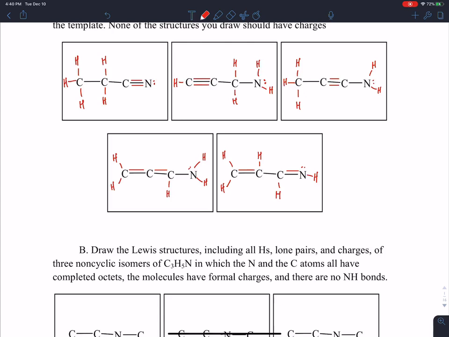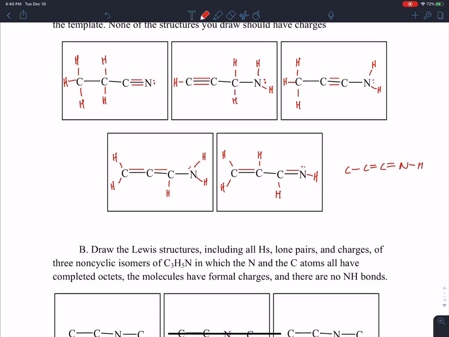And that's 5 H's too. And one of the last ones that's not even listed here, but if you want to make it, you can make it. That would be 2 double bonds over here. You would make 1 more H on the nitrogen. You would get 1 H over here, and then you would get 3 H's on this carbon. That would be an answer also.